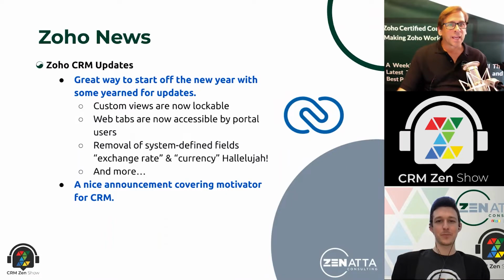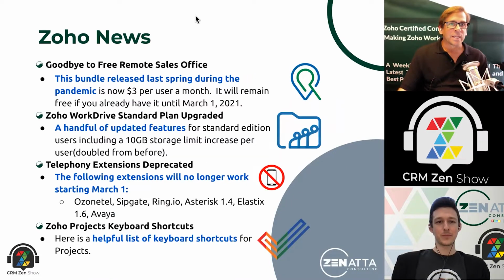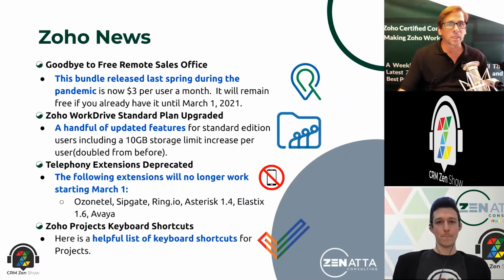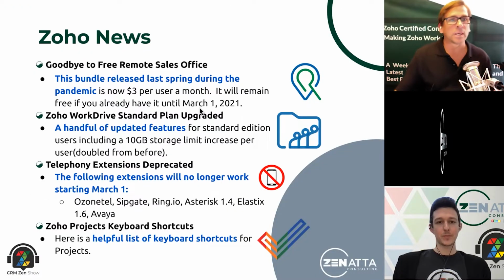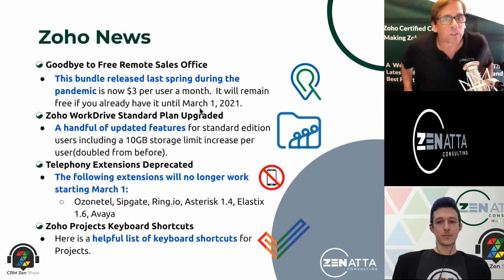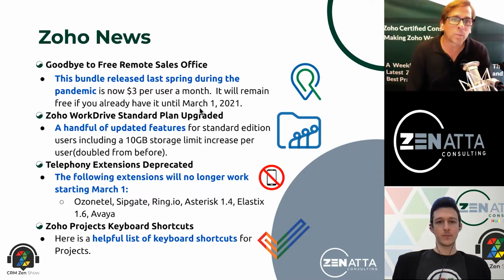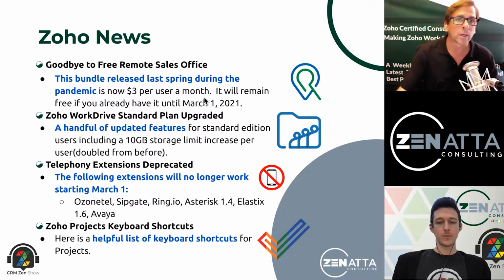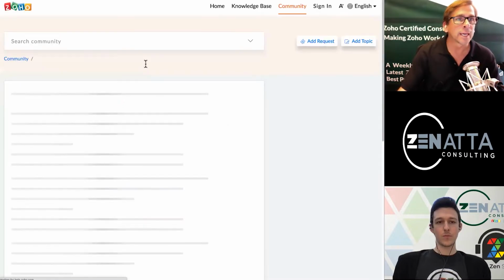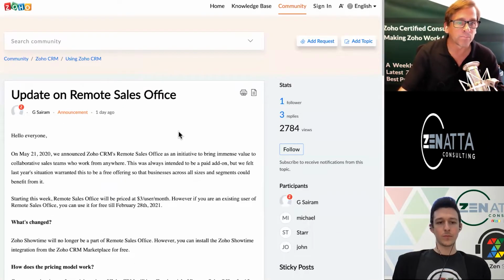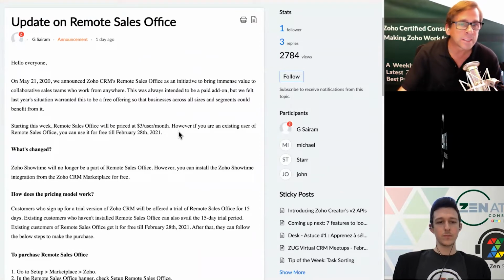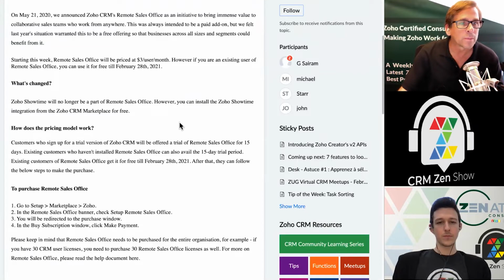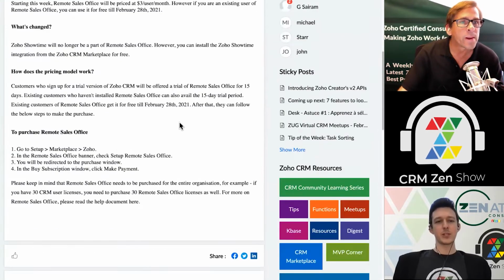All righty. And the remote, I guess I deleted that one, but we don't need it. Basically the Remote Sales Office, which was free. During the pandemic, Zoho rolled out this entire Remote Sales Office thing, and it was kind of nice. What did it have in it? It had Sales IQ. I can't remember what was in it. It's a handful of the different applications.